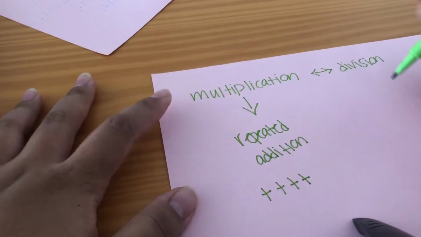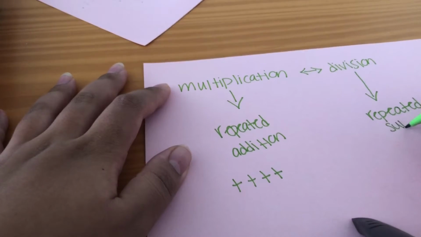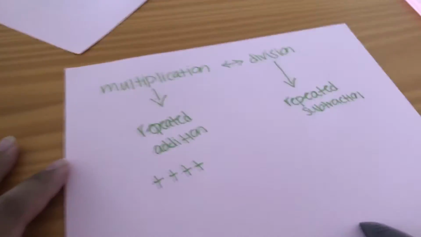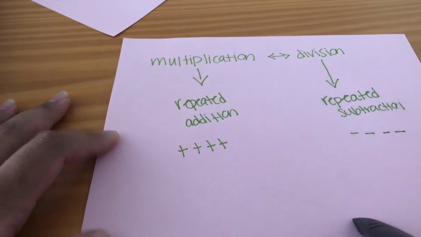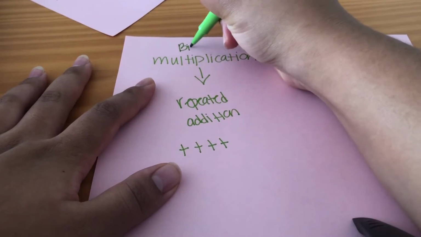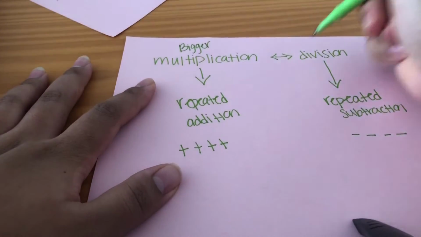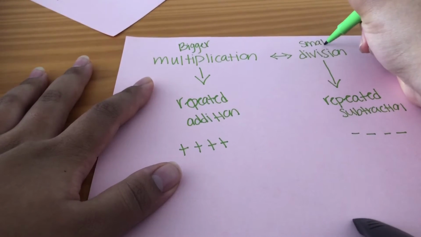Repeated addition. And then division, which is the opposite of multiplication. So the opposite of addition would be repeated subtraction. So we are subtracting multiple times. So if we're adding, that means we should be getting a bigger number for multiplication. And then for division, we should be getting a smaller number. And the goal is to get smaller.